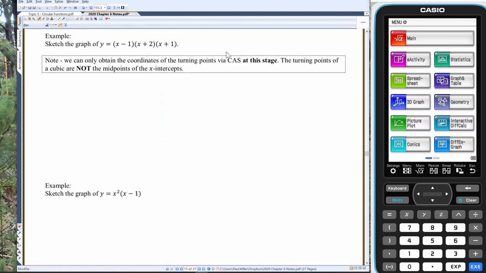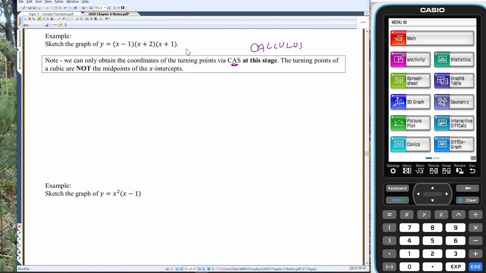Right, so we're going to sketch this graph here, and a very important disclaimer: we can only obtain the coordinates of the turning points via CAS at this stage. Later on in the year, we'll use calculus, a new branch of mathematics, to find that, but at the moment, we can only use CAS to do it. The turning points of the cubic are not the midpoints of the x-intercepts, so I'll go on to show you what I mean by that.